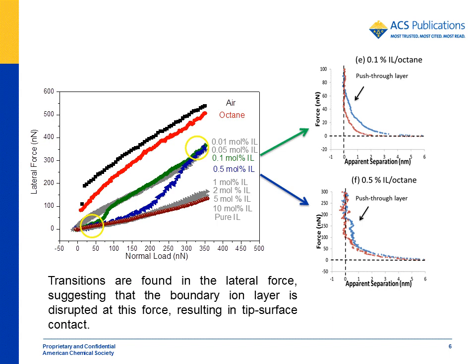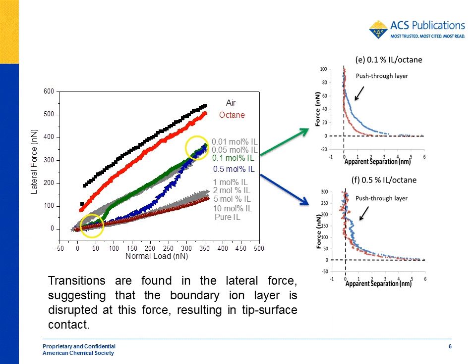For 0.1 mol% and 0.5 mol%, we notice that at low normal loads, indicated by the yellow circle on the left, the lateral force is comparable to that for the pure IL. However, when the normal force reaches 70 nanonewtons for 0.1 mol% IL, the lateral force increases rapidly and then follows the data obtained for the lower IL concentrations. Similarly, for 0.5 mol% IL, the lateral force increases between normal loads of 170 nanonewtons and 300 nanonewtons, and then follows the data obtained at lower concentrations.